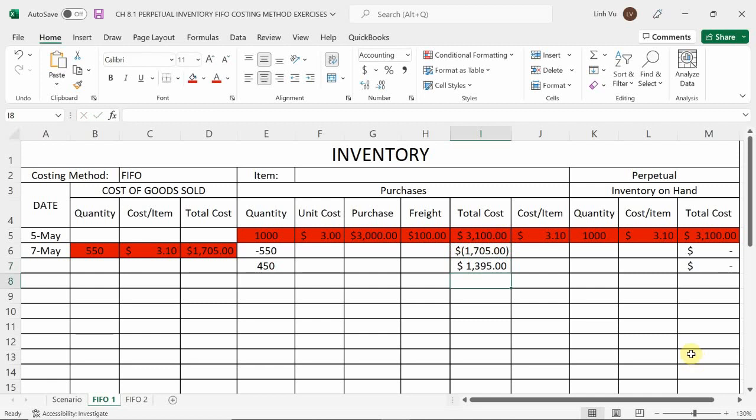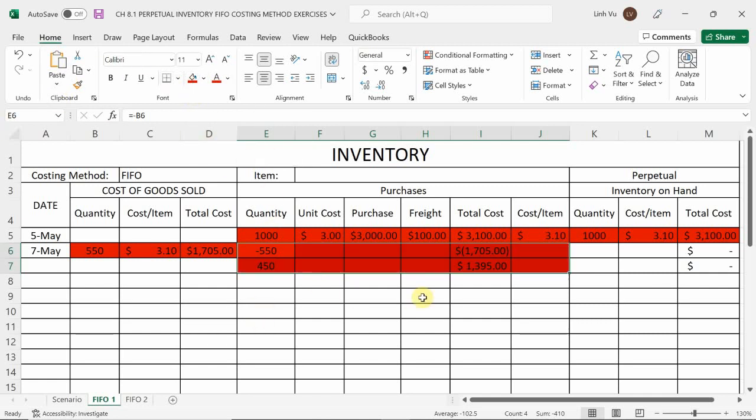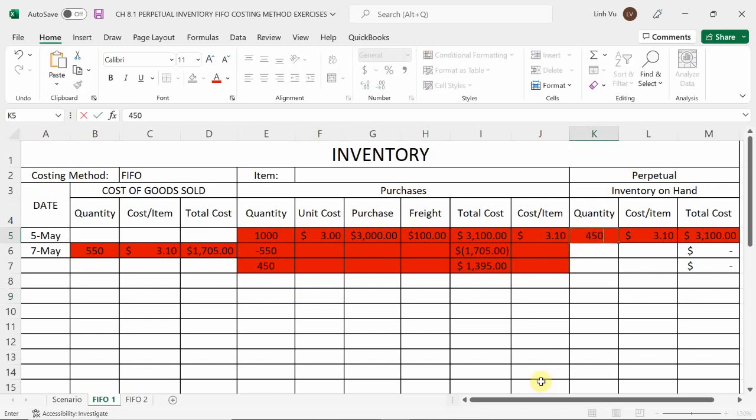$13.95. And this was all my red batch right here. Okay? So I'm also going to highlight that so you know this is all my red batch. Now, because all of this is red, I can go ahead and update my inventory because right now I only have 450 units left remaining. And because it's at $3.10, it should be equal to $13.95.